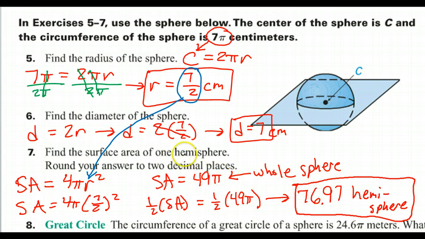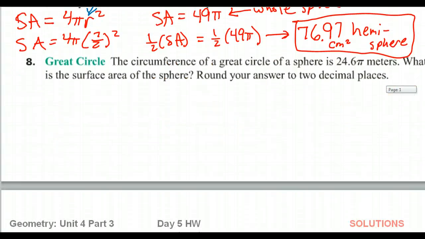So that is surface area. We're dealing in centimeters, so this will be square centimeters. All right, so if you want the surface area of a hemisphere, find the surface area of the whole sphere and then cut it in half. Easy enough. Oh, a great circle.